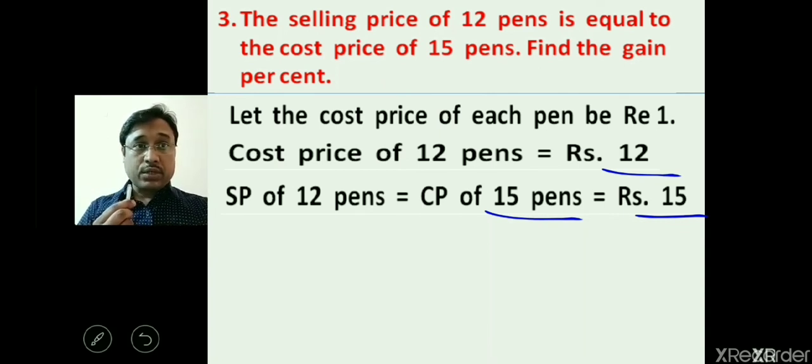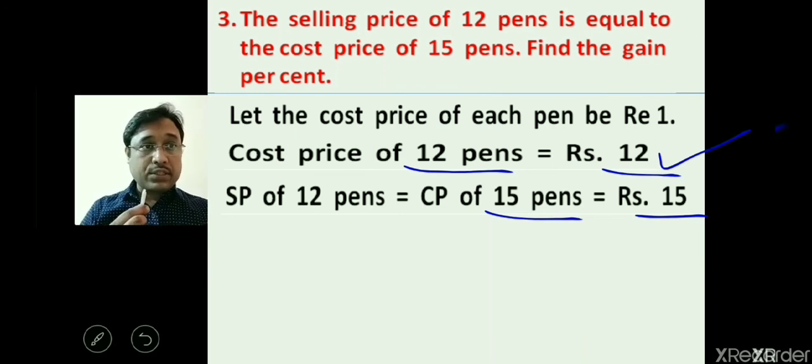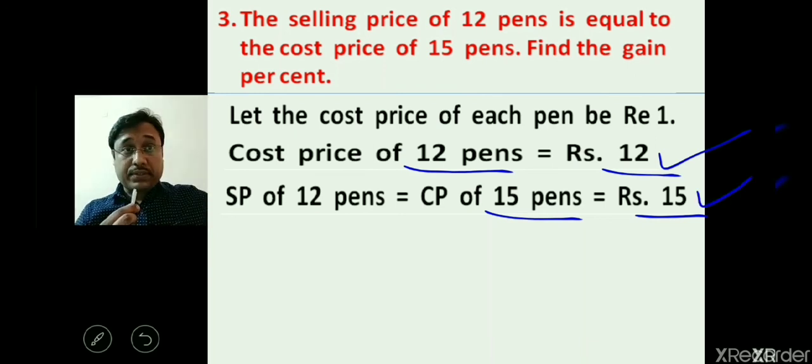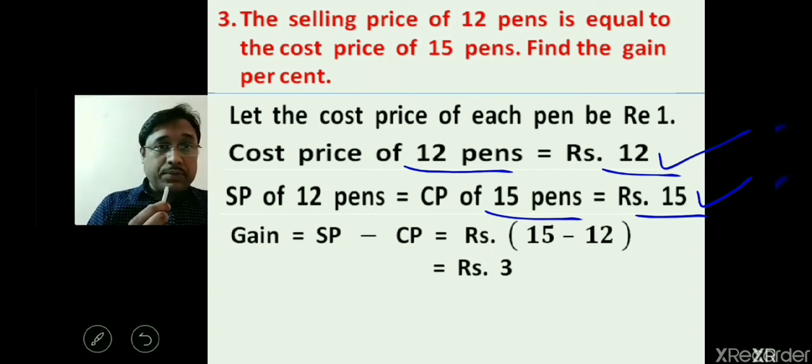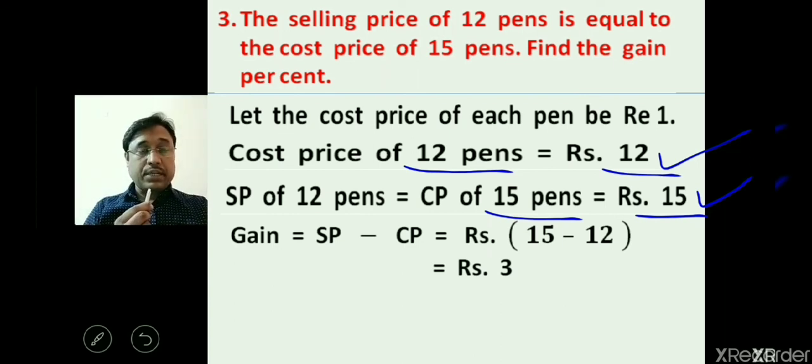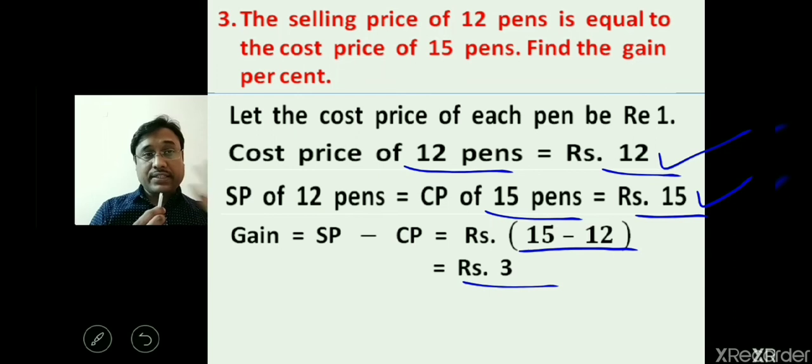So you will see that the cost price of 12 pens is rupees 12 and the selling price of 12 pens is rupees 15, which is equal to the cost price of 15 pens. The selling price of 12 pens is 15 and the cost price of 12 pens is 12. So it is a case of gain, because 15 is greater than 12, that means the selling price is greater than the cost price. So gain equals selling price minus cost price, which is 15 minus 12, that is 3 rupees gain.